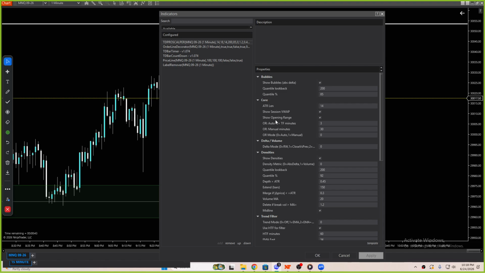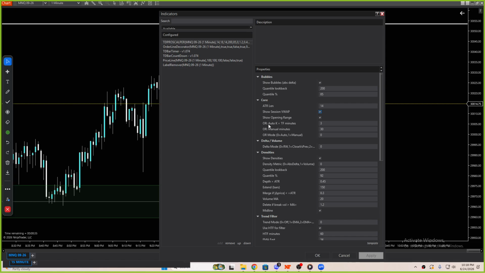ATR length, I got it at 14. Show session VWAP, you can click on it. You can put it on here if you want to. I don't really run it. Let me just turn that one off. Show opening range. It will mark up the opening ranges and stuff. We're not going to do that right now, but you can. Why do you want the opening range? Opening range high and opening range low are usually areas of support and resistance, or also demand and supply. So, all right, let's keep going.